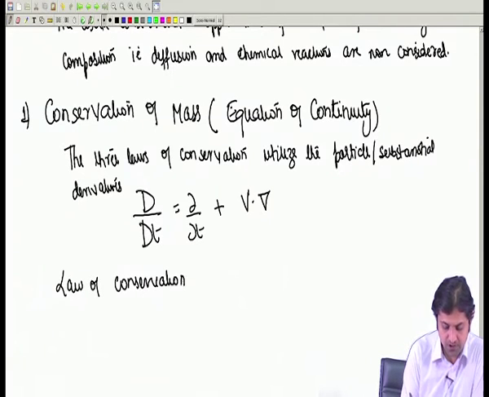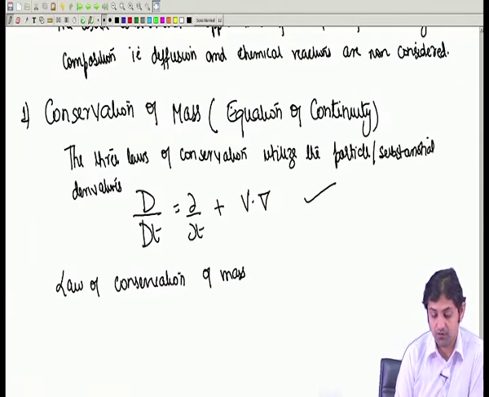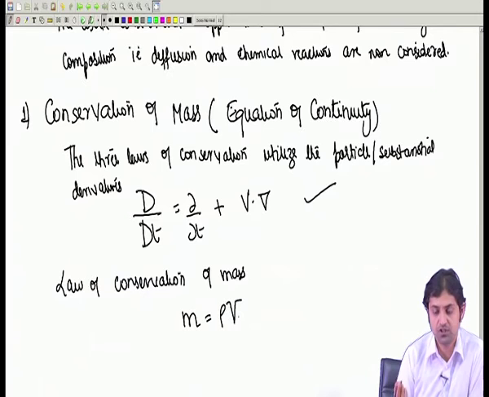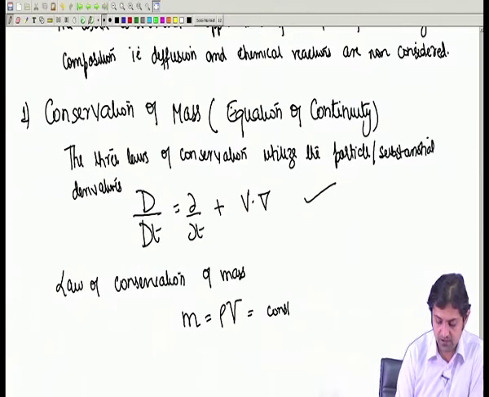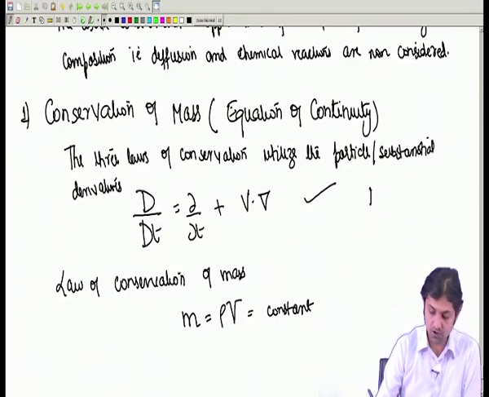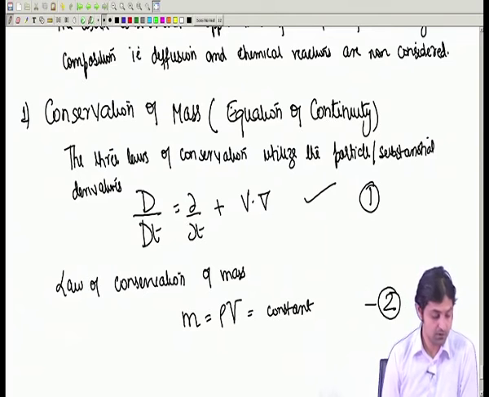Okay, so what does this law say? Law of conservation of mass. We said that this particular equation will be used for the derivation of the equation of continuity. So the law of conservation of mass says that mass is equal to rho V, and this is V. I am writing a different V because we mostly say V as velocity in hydraulics. So this is constant, right? So that is conservation of mass. All right. So this equation we call 1 for now, and this equation we will call equation number 2.